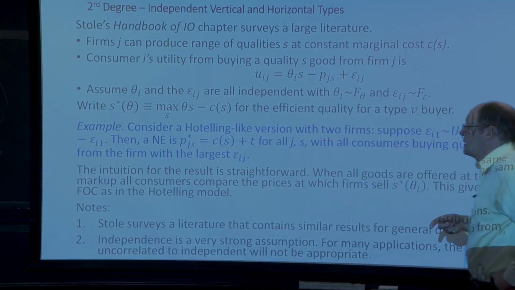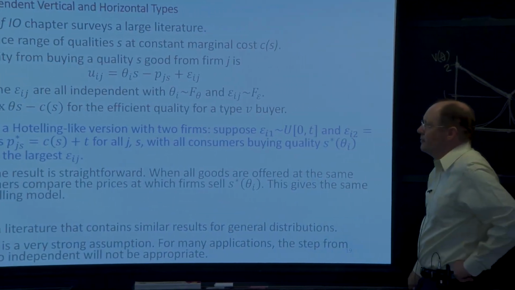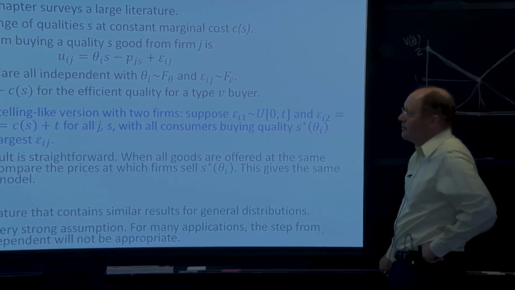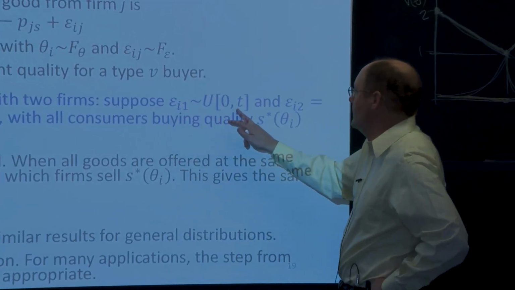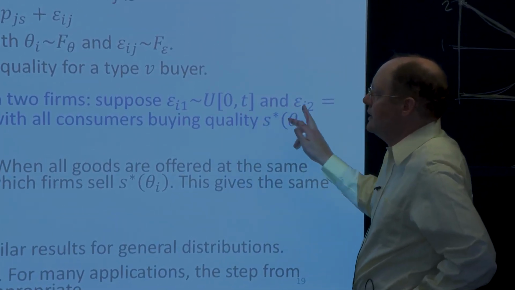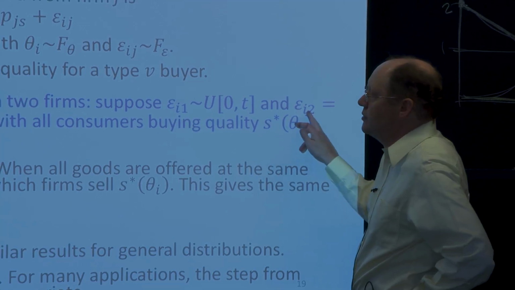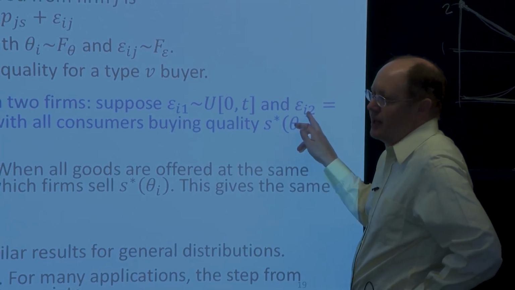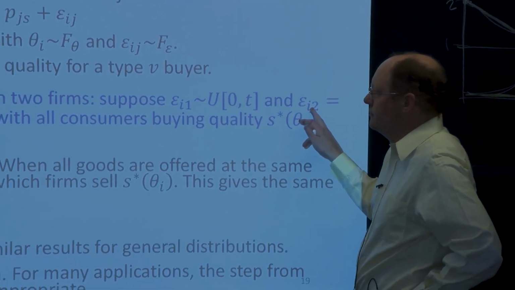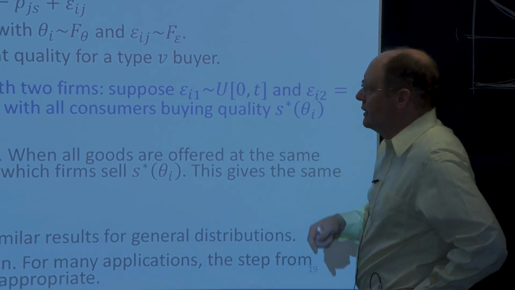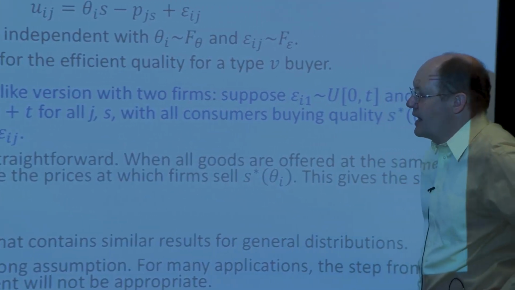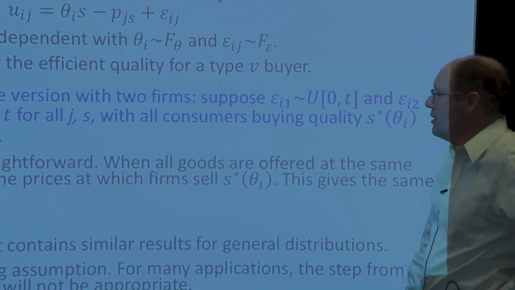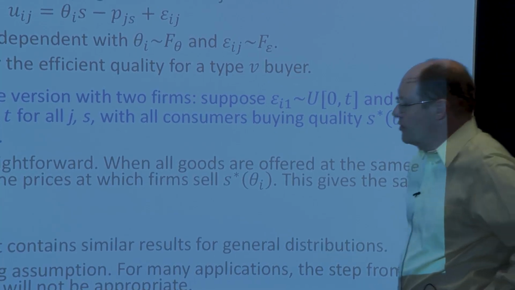Okay. So just an example of a model fitting this. Consider a Hotelling-like model, and suppose that epsilon i1 is distributed uniform on 0 to t, and epsilon i2 is just the negative of epsilon i1. Then a Nash equilibrium of that model is just P_J(S) equals C of S plus t for all J and S.